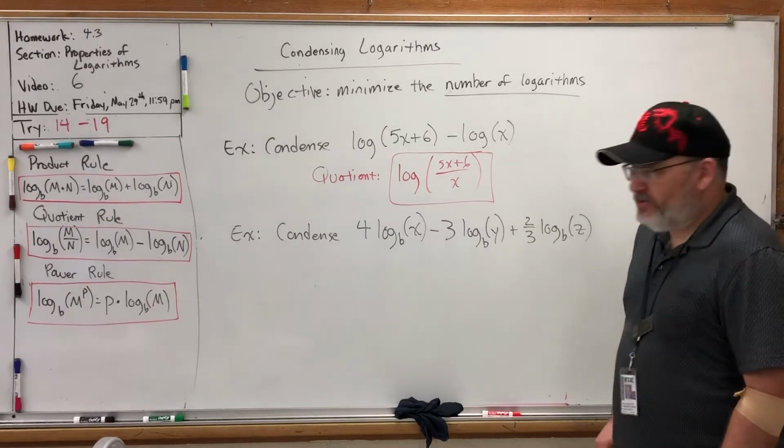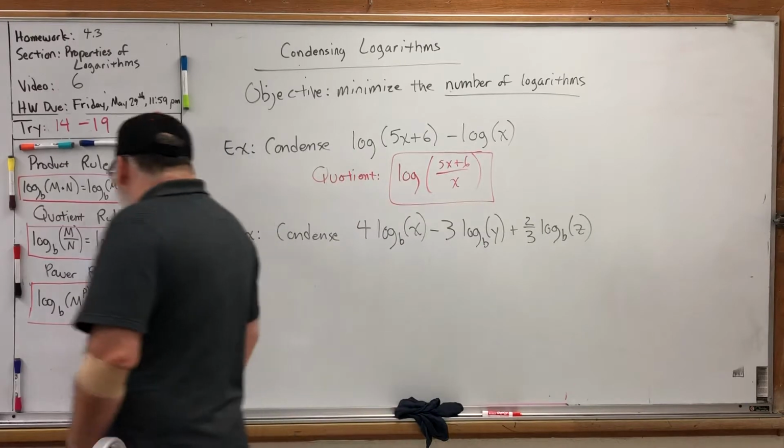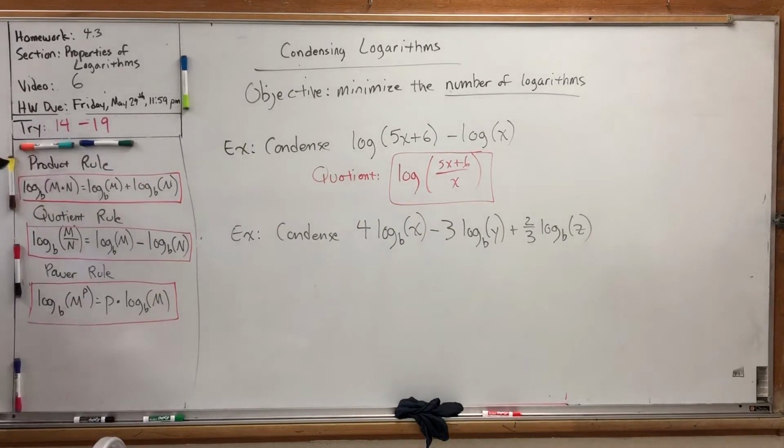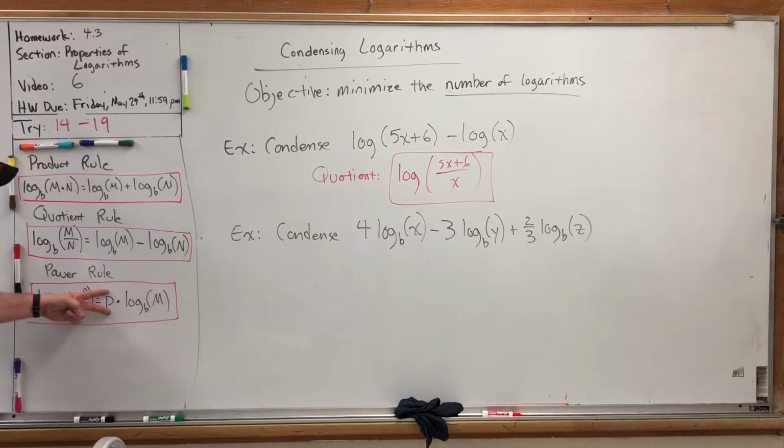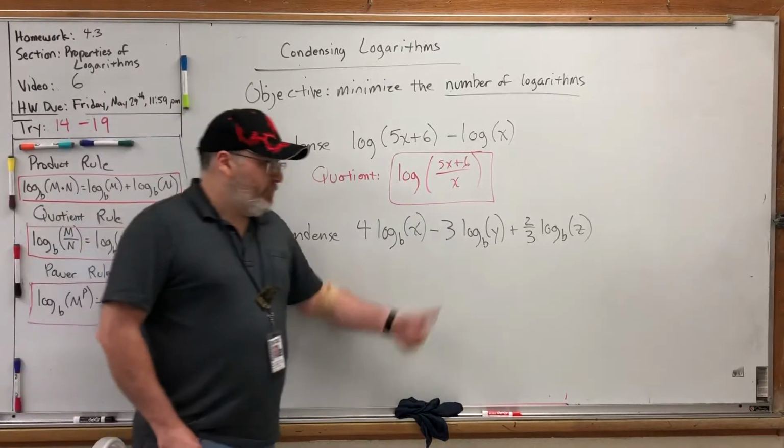We'll look for evidence. To use the power rule in reverse, we need a log with a number in front. We have 3 of them. So I think we're going to use the power rule in reverse, which says take the coefficient, move it in, put it as a power on the argument. Are we going to use the quotient rule? I don't know. Do we have a subtraction problem? We do. So we'll use the quotient rule.